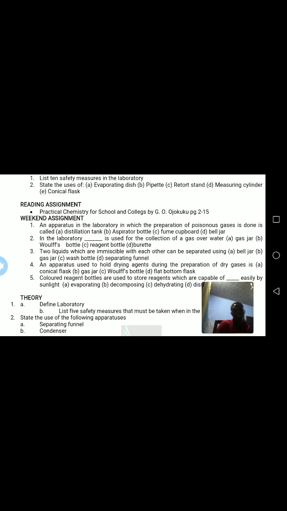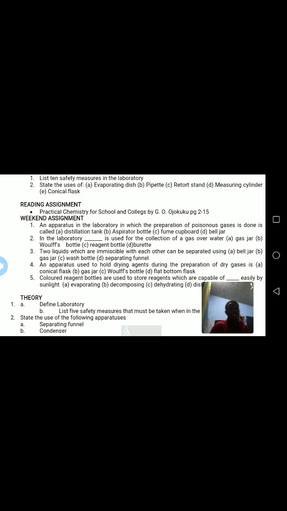Question 1, again, I'll take it again. An apparatus in the laboratory in which the preparation of poisonous gas is done is called dash. A. Distillation tank. B. Aspirator bottle. C. Fume cupboard. D. Bell jar. Write down your answer. When we are done, I will tell you the answer.